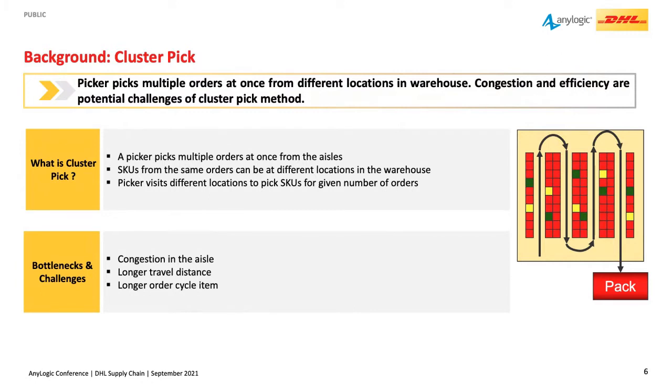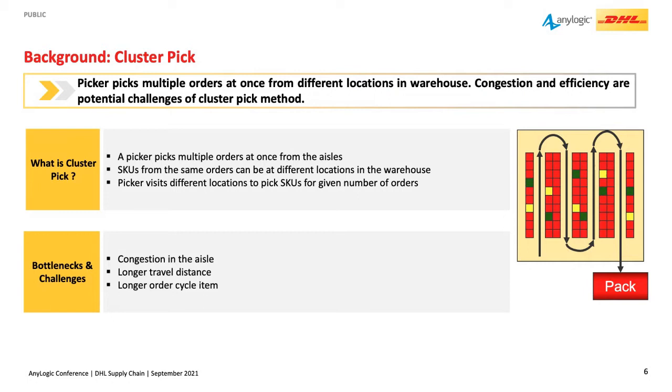So in a cluster pick method, a picker is assigned a set of orders which contain multiple SKUs. These SKUs are located across the warehouse, which the picker has to pick by visiting all the locations. So you can see the picture on the right side. It is an example of a cluster pick method.